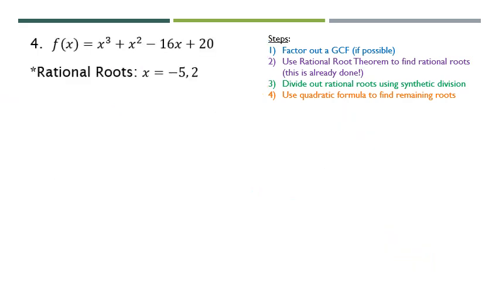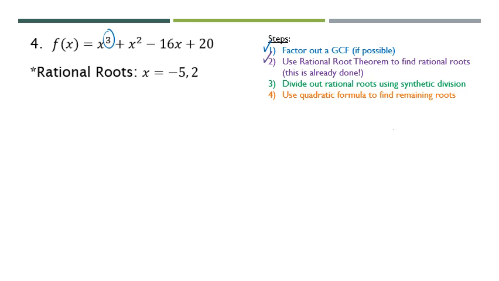Our last problem should have 3 roots because I can see that my highest exponent is a 3. The first step is always to look to see if you can factor out a greatest common factor. You cannot do that in this problem. I don't see any variables that could be factored out of all 4 of my terms. Step 2 is done for us. It's the rational root test.